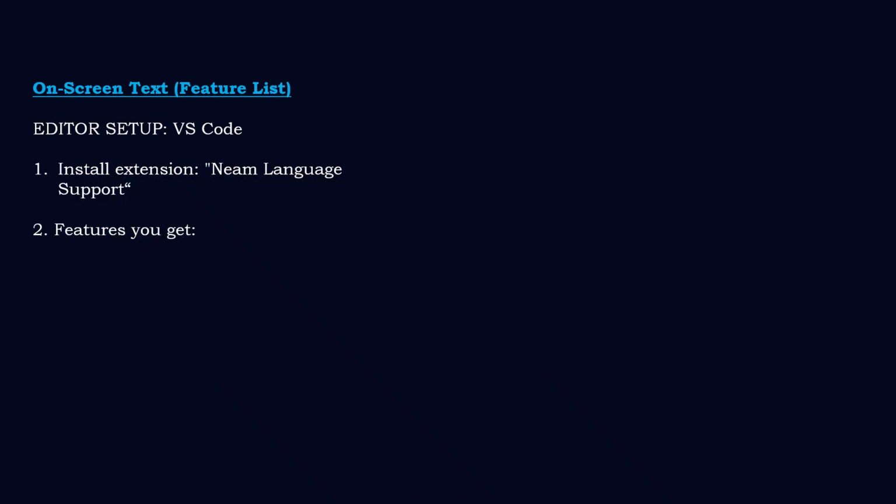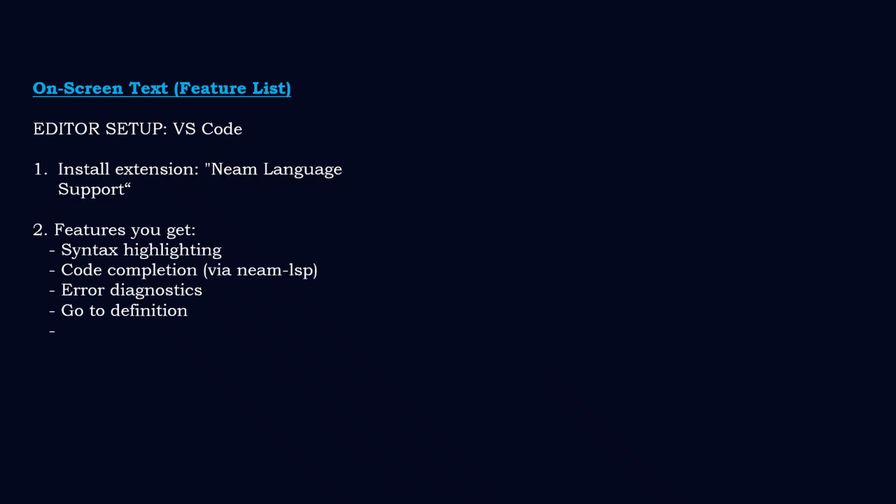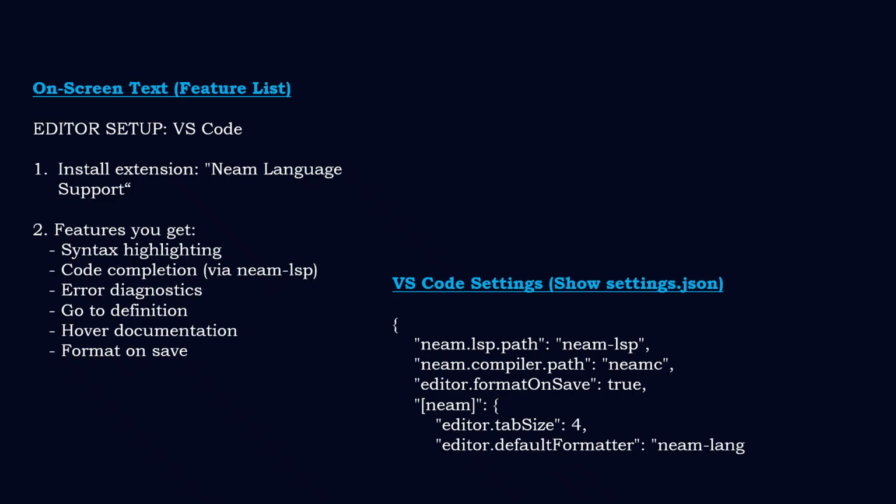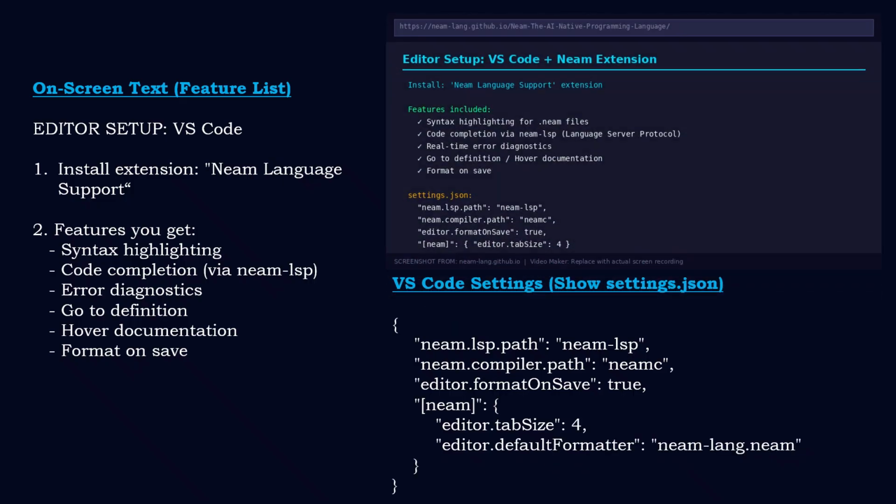For your editor, I recommend VS Code with the Neam language support extension. Search for it in the extensions panel, install it, and you immediately get syntax highlighting, code completion via the language server protocol, error diagnostics as you type, go to definition, and hover documentation. Here are the recommended settings. Set the LSP and compiler paths, enable format on save, and set tab size to 4. If you prefer Neovim or Emacs, the ebook has setup instructions for those too. The LSP works with any editor that supports the language server protocol.